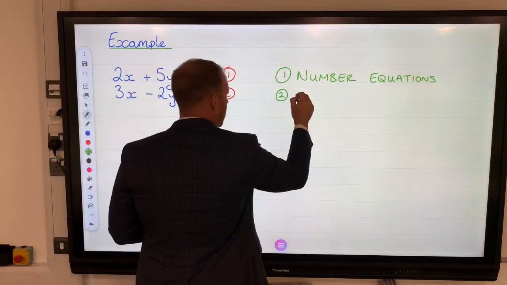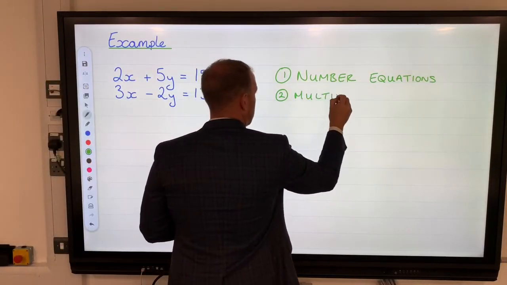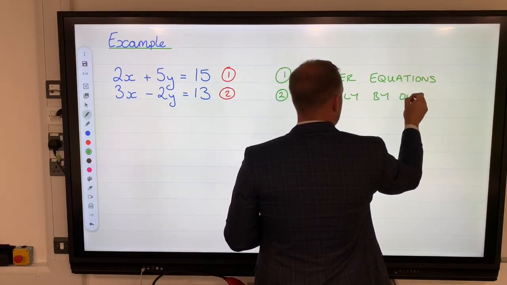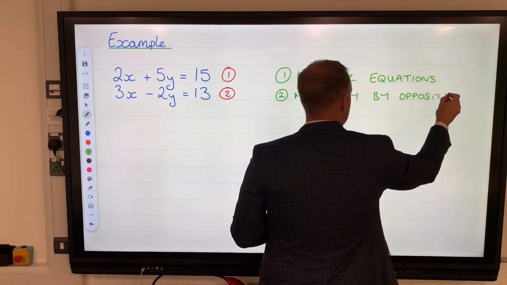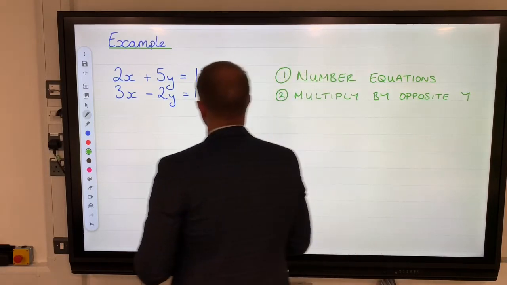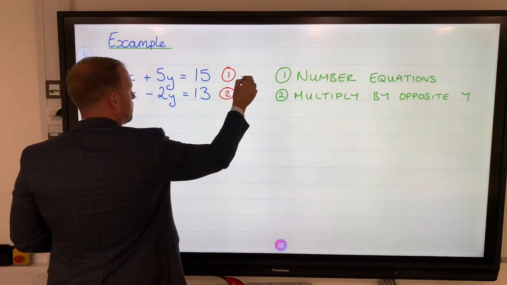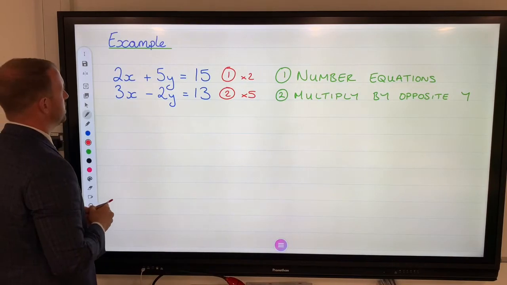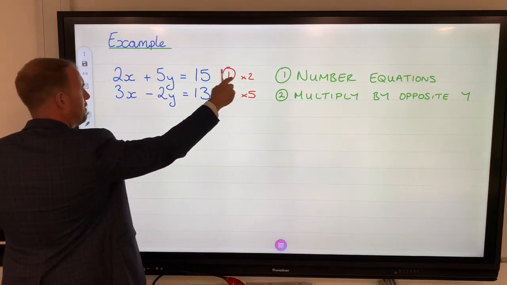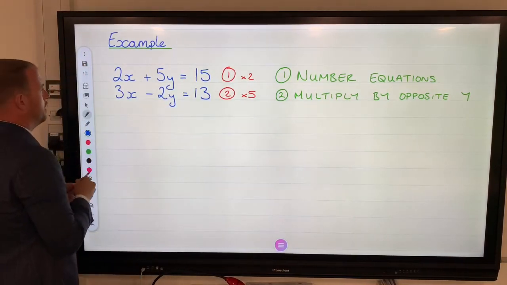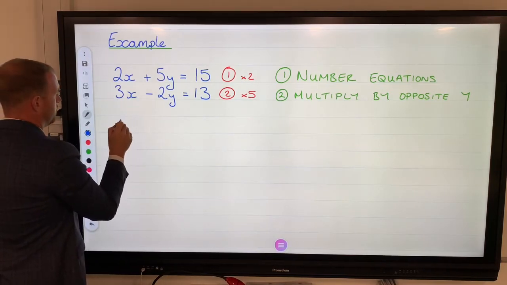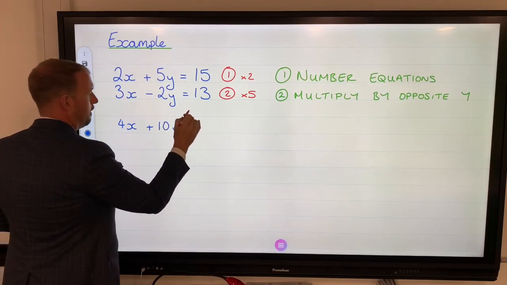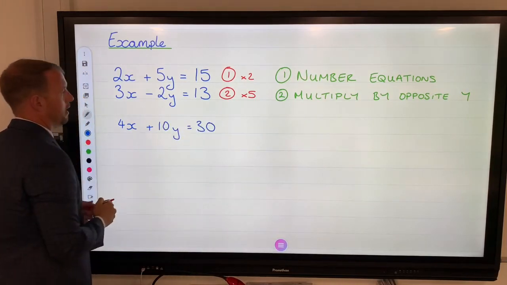So I'm going to multiply by opposite y's. So to do that, I'm going to times this one by 2 and times this one by 5. So let's do that then. When I multiply this by 2, I multiply the whole thing by 2. So then 2x times 2 is 4x, 5y times 2 is 10y, 15 times 2 is 30.